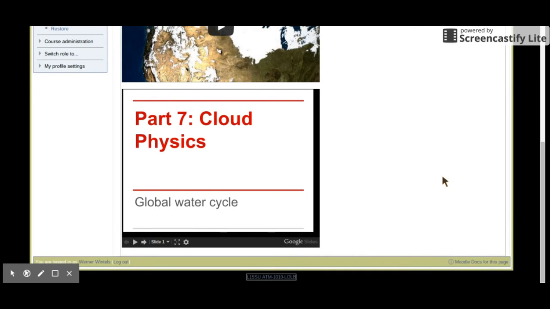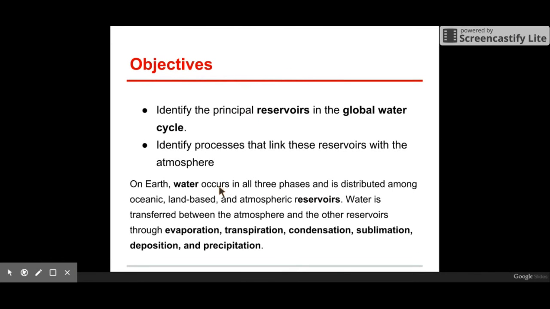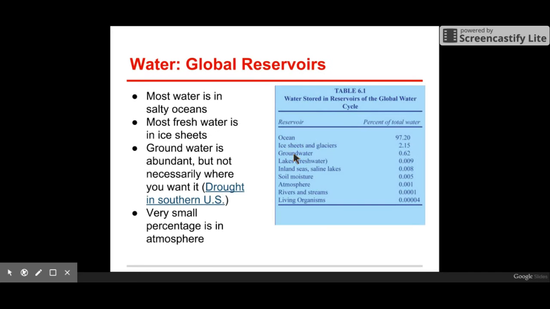We continue with our discussion of cloud physics by a description of the global water cycle. The objectives of this module are to identify these reservoirs, the principal reservoirs of water in the Earth system, and to identify the processes that link these reservoirs. A global reservoir is defined as a portion of the Earth system that stores water in some way. It could be water in any phase: solid, liquid, or gas.